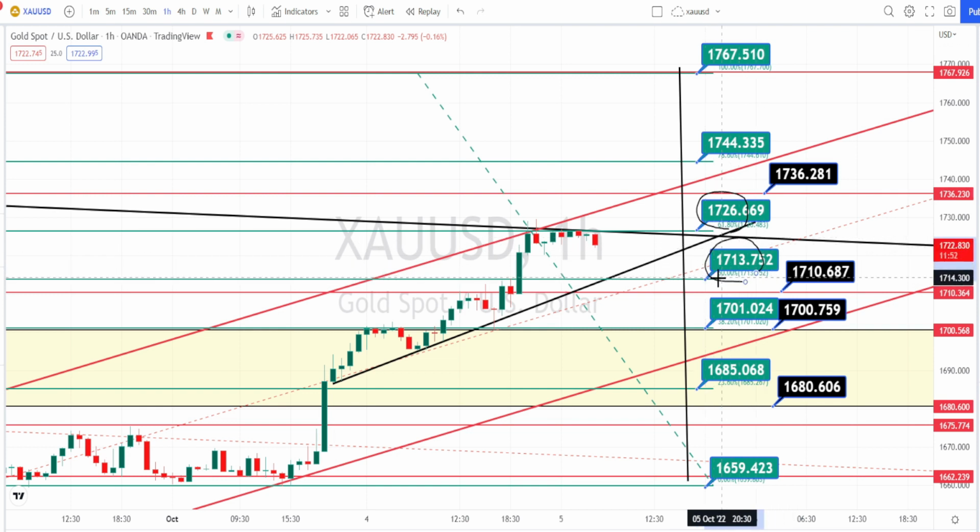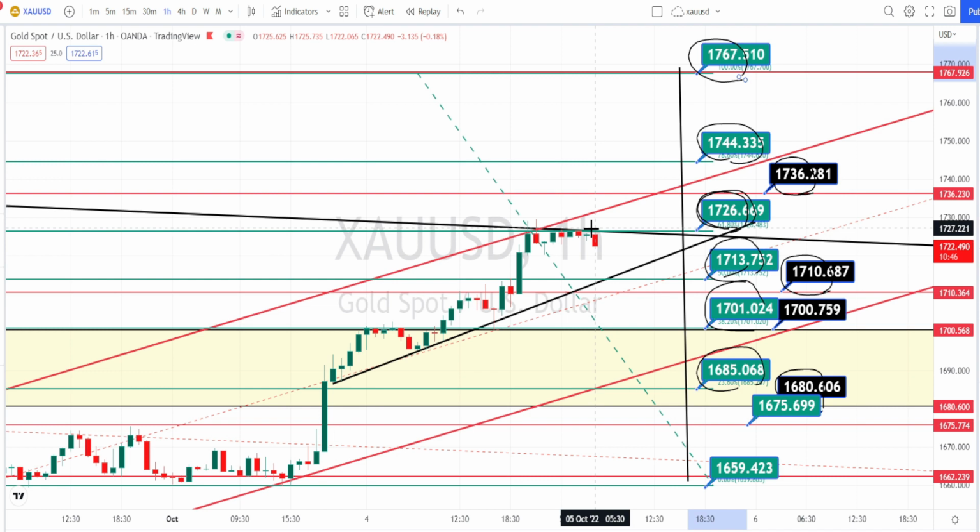And if the price action breaks this support level of 1713, next level of support from the higher time frame is going to be around 1710, 1700, 1685, 1680, 1675 and 1660. And if the price action breaks this resistance level of 1726, next level of resistance is going to be around 1736, 1744 and 1767. Currently the price action in hourly time frame is on a bearish side retracement.